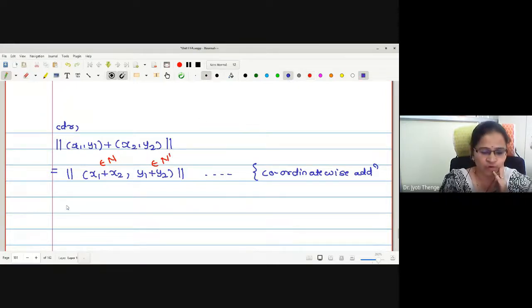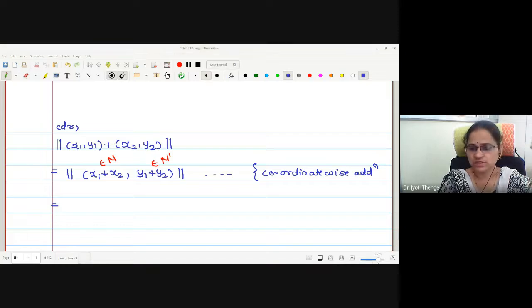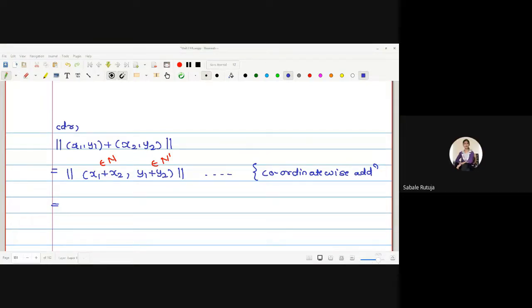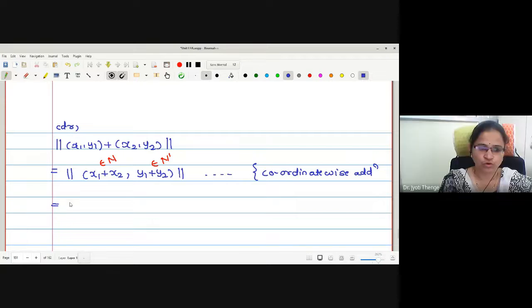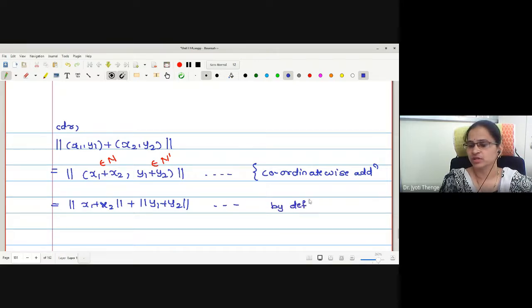How will the norm be evaluated? Define. How can I define this norm on N cross N dash? Yes, students? Norm of x1 plus x2, y1 plus y2. Very good. Norm of x1 plus x2 added with norm of y1 plus y2. Reason: by definition of norm.